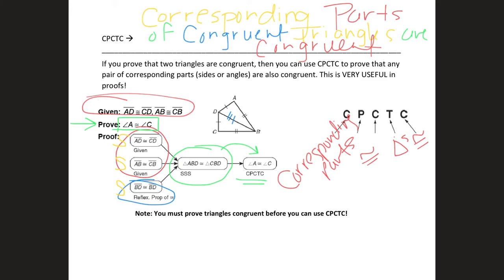So it's often the last step in a proof when you're trying to prove a pair of sides or a pair of angles congruent. Just remember, you have to prove triangles congruent before you can use CPCTC. So it always has to come after a step where you're proving them congruent using one of the shortcuts.